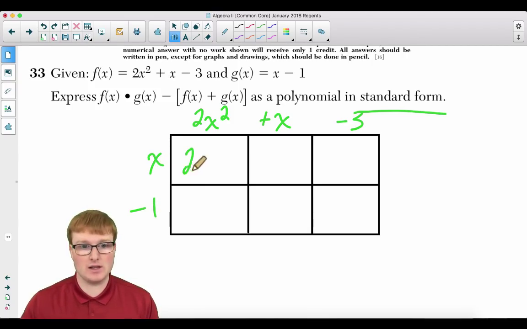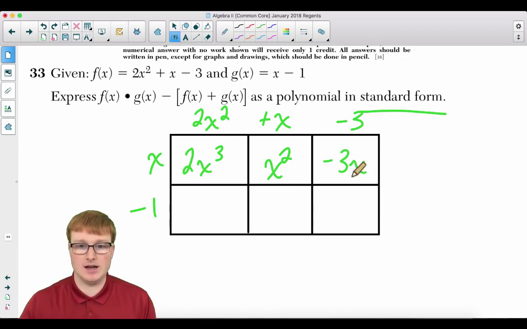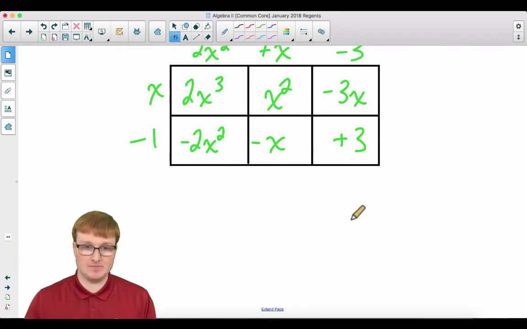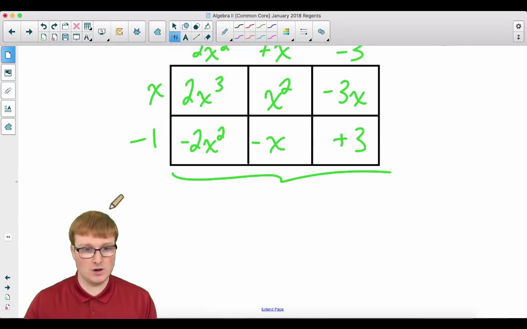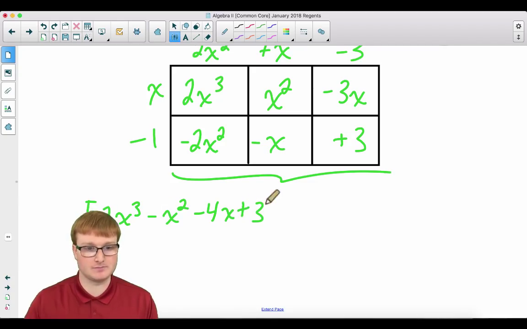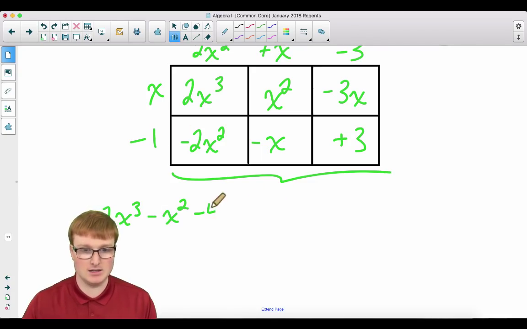I'm going to do this very quickly. If you lost me, just go back and see how I got it. But you should have no problem with these things. All right, so I just got that. So I'm going to simplify this a little bit more. This gives us 2x to the third minus x squared minus 4x plus 3. I'm going to put these in a bracket, just so I know where I am in the problem.